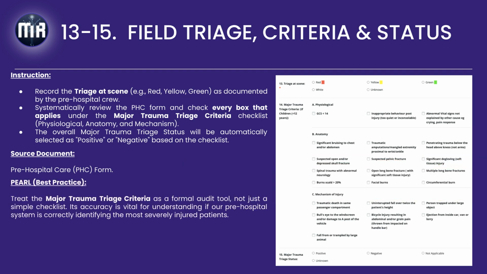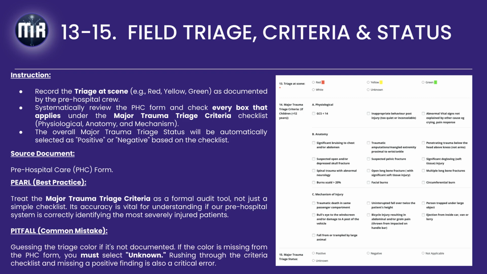The pearl, or best practice for this section, is to treat the major trauma triage criteria as a formal audit tool. Its accuracy is absolutely vital for our quality improvement programs, as it helps us understand if our pre-hospital system is correctly identifying the most severely injured patients who require the highest level of care.